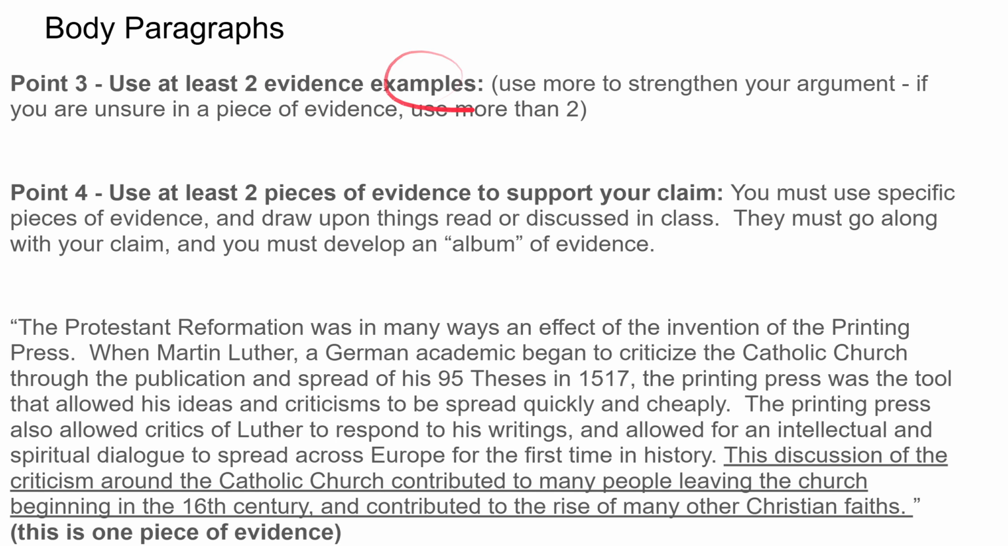So 0.3 is to get evidence that goes along with your claim, more or less, that is historically accurate. Then 0.4 is evidence to support your claim.